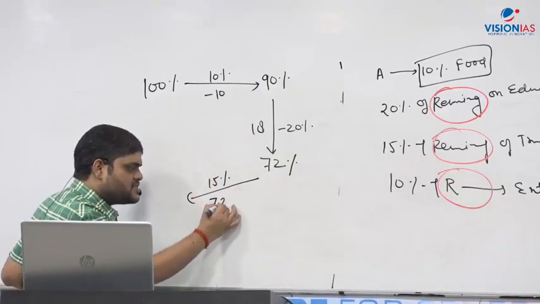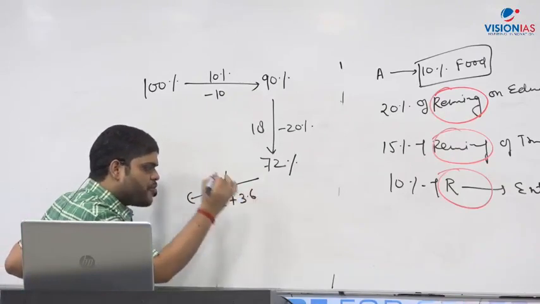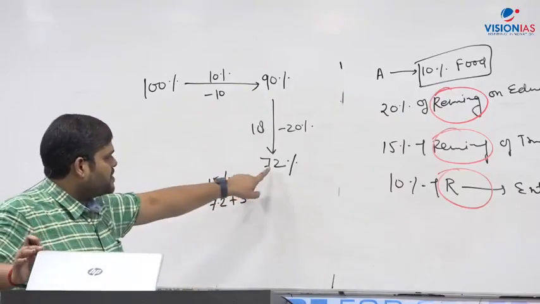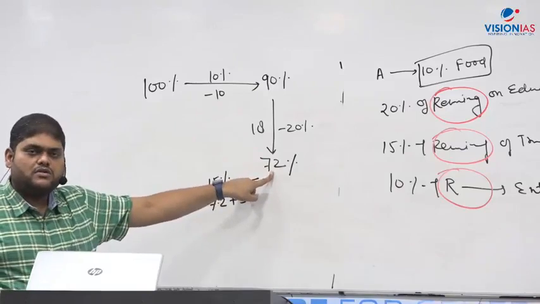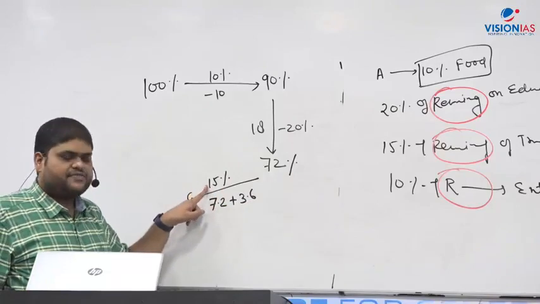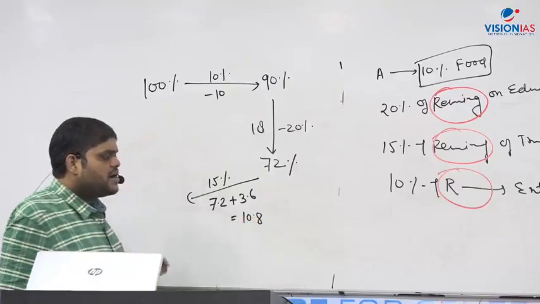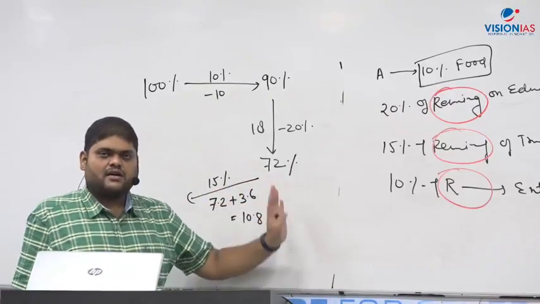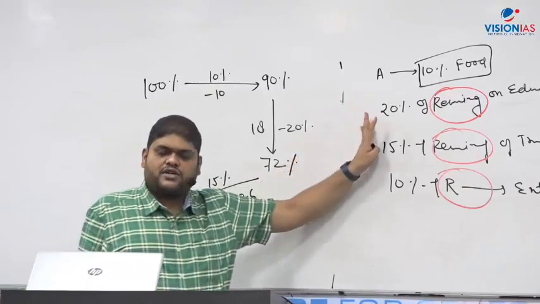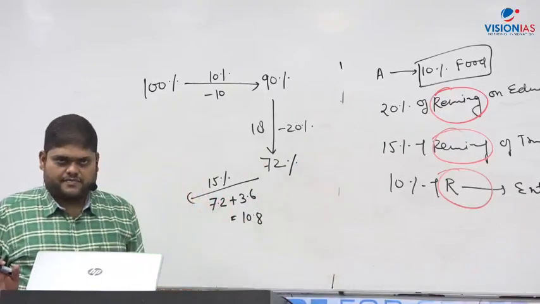When they are saying 15% of remaining, 10% is 7.2, 5% is 3.6, then 3.6 is just half of this, so I will get 15%. This becomes 10.8. Since I have taken random numbers, that's why it sometimes looks difficult, but in the examination they won't give you such data. They will give you decent data which you can solve easily.